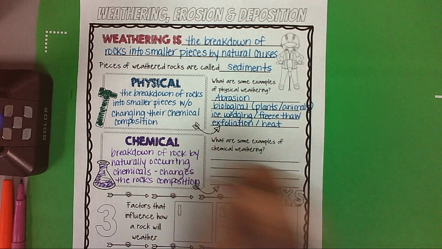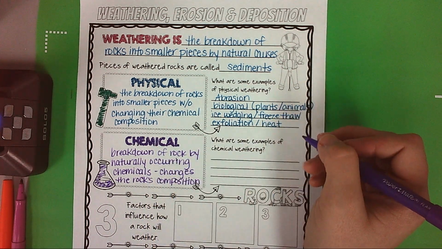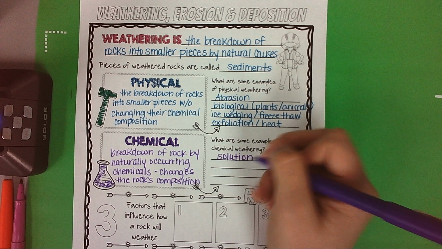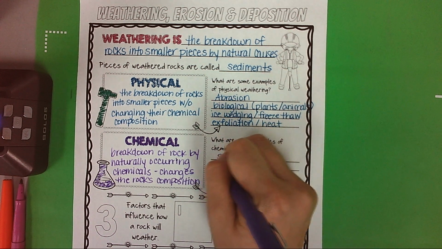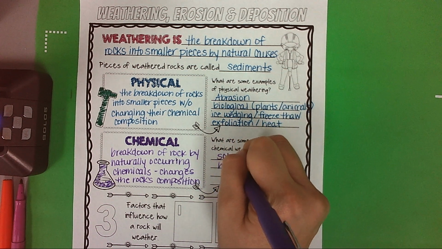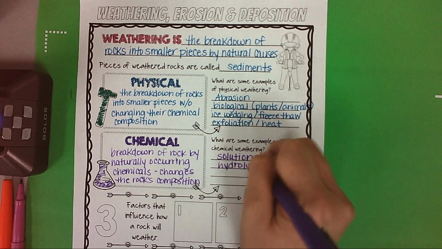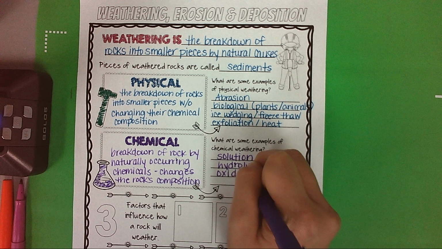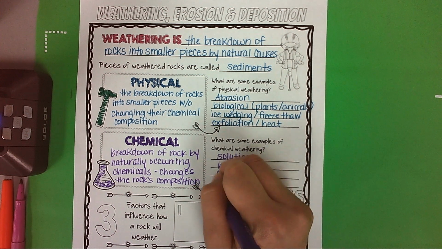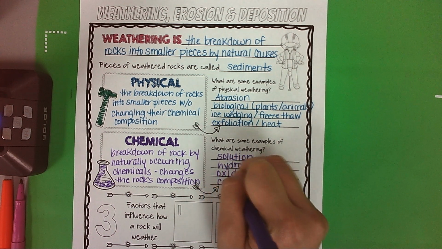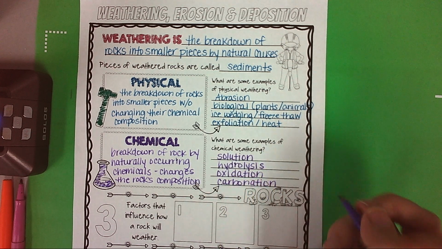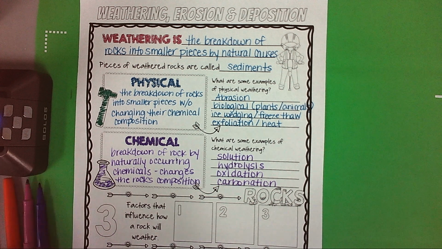So let's look at some examples. What are some examples of chemical weathering? So there's different rocks that get broken up into a solution. All right, there's this process called hydrolysis, oxidation, and carbonation. Not necessarily like the carbonation in your soda, okay?